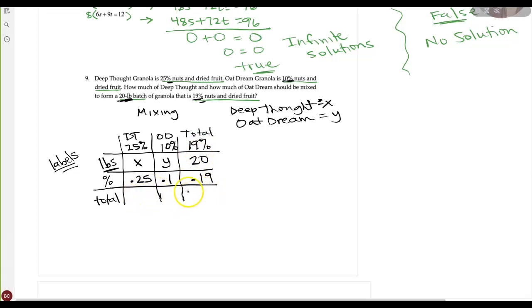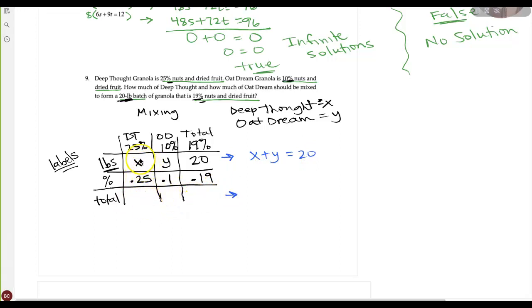And now, this top line here is my first equation. I want to make sure that's clear. So I have X plus Y equals 20. That is one of my equations. And then this bottom line where the total is going to be my second equation.